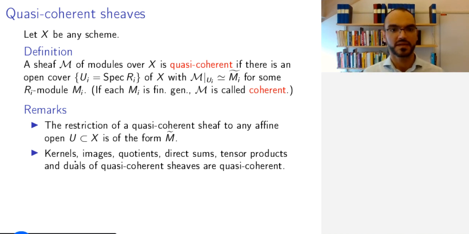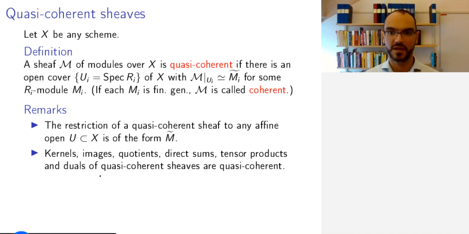And kernels, images, quotients, direct sums, tensor products, and duals of quasi-coherent sheaves are quasi-coherent. This follows from the properties listed in the previous slide, because there we realized exactly these things in terms of their constituents. So for example, we did the tensor product, we did exact sequences that cover kernels, images, and quotients, we did direct sums and duals.